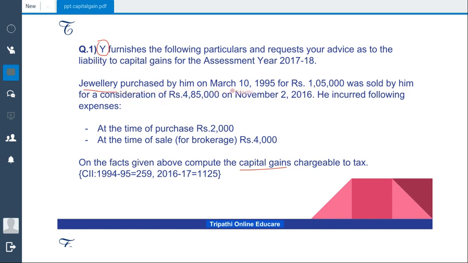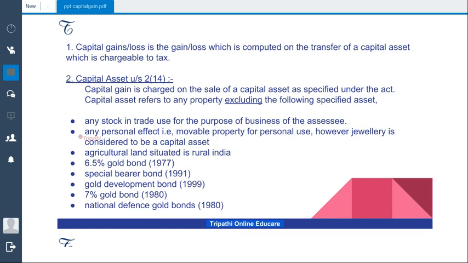Jewellery purchased by him on 10th March 1995. Before we proceed, let us try to understand whether jewellery is a capital asset or not. If you see, it is clearly mentioned that capital asset refers to any property excluding the following specified assets. In this, if you see point number 2, it is given that any personal effect, that is, movable property for personal use, is not a capital asset. Why? Because it is excluded.